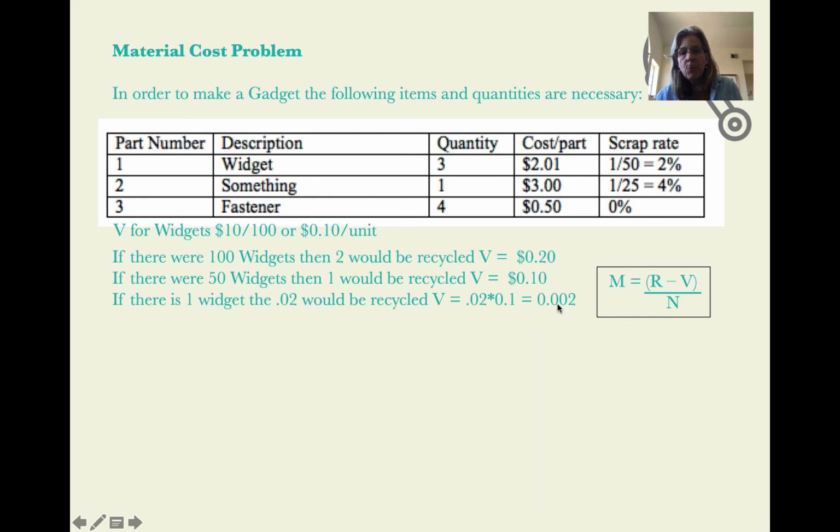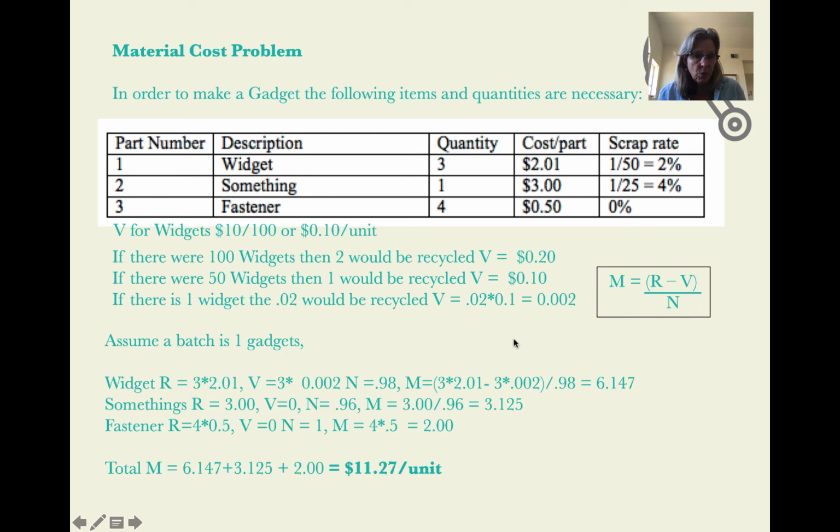So this is 0.2 of a cent, or 0.002 of a dollar. So we're defining our batches as 1 unit. So we need to use this number for the calculation of the V value. So for 1 batch, in this case, we have 3 widgets. That's where we have this number, and we subtract out 3 recycling revenues, and we divide it by 0.98. That will get us the cost per unit.